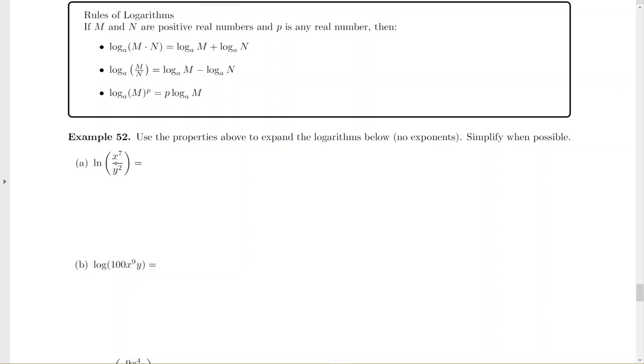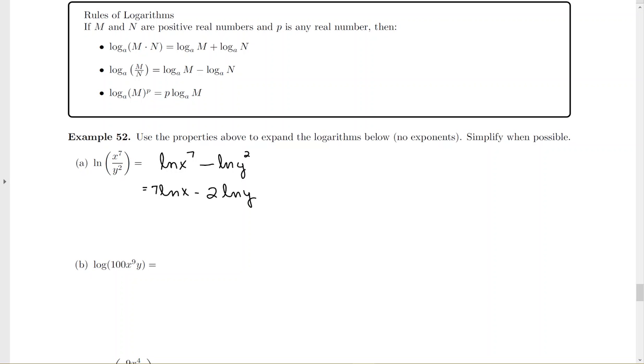Notice here I've got two different variables in the problem, so I'm going to expect to see two logarithms when I expand this. I also see a division bar, which means there's going to be subtraction in my answer. On top, x to the 7th, so it's going to be a positive in front of its logarithm. And because the y squared is in the denominator, there's going to be a minus in front of its logarithm. To finish this out, we're going to pull the powers down in front. And then that's our expanded form.